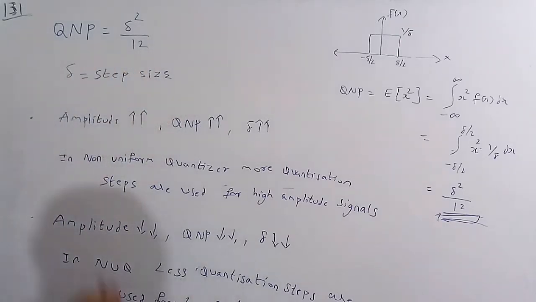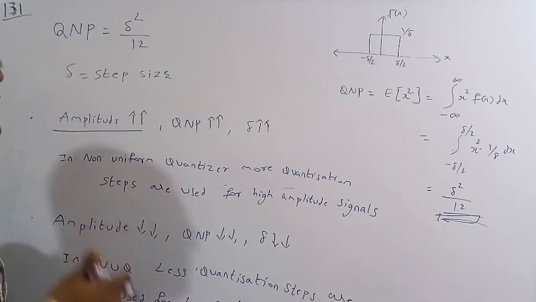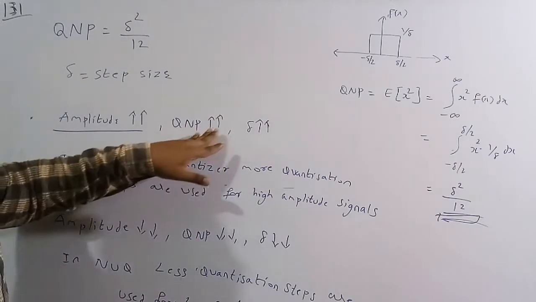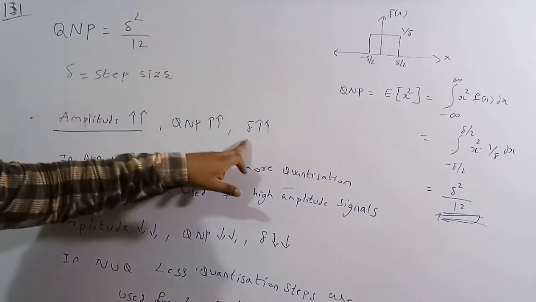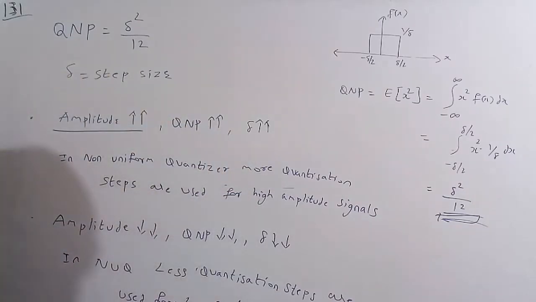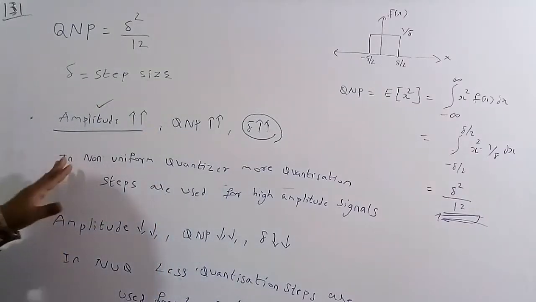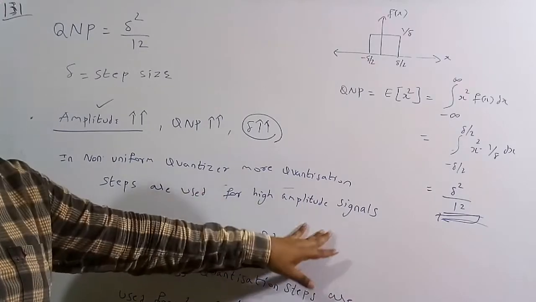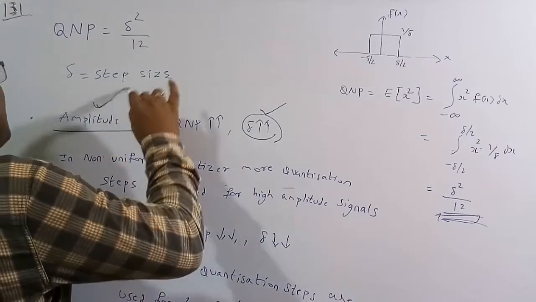If you see carefully, as the signal amplitude increases, the power is also going to increase. So the quantization noise power is also going to increase, and as the quantization noise power increases, the delta value also increases. So we can conclude that large step sizes are required for the high amplitude signals. Therefore in a non-uniform quantizer, more quantization steps are used for the high amplitude signals.